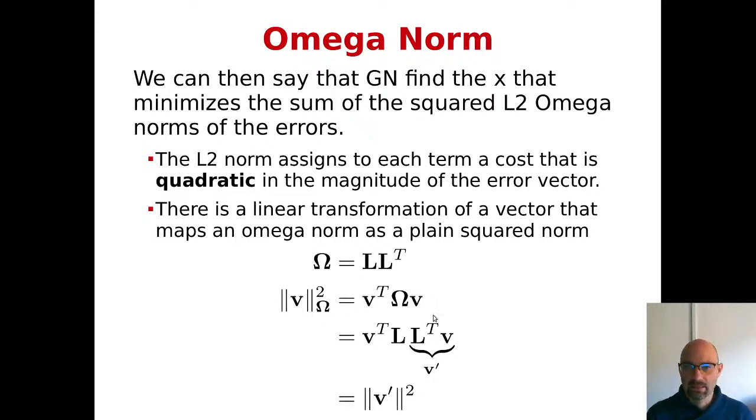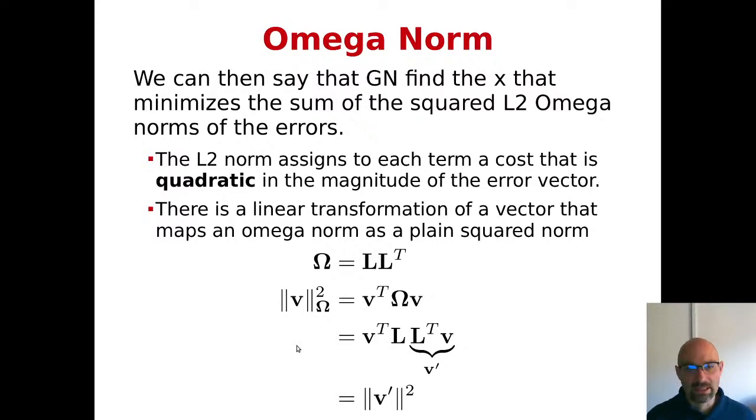There are certain implementations that do this explicitly, because L is maybe sparse, so it's quicker to do this calculation rather than V transpose omega V. In the end, the operation of calculating the omega L2 norm of V boils down to calculating the norm of V prime, which requires only a dot product and not a product between a matrix and a vector.